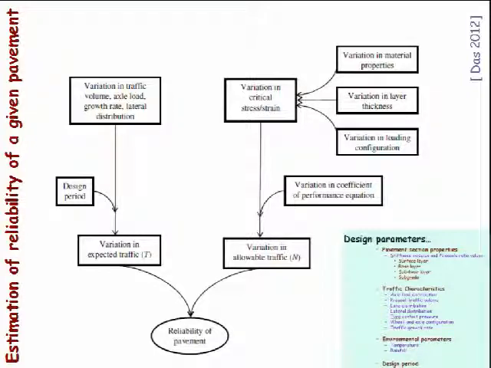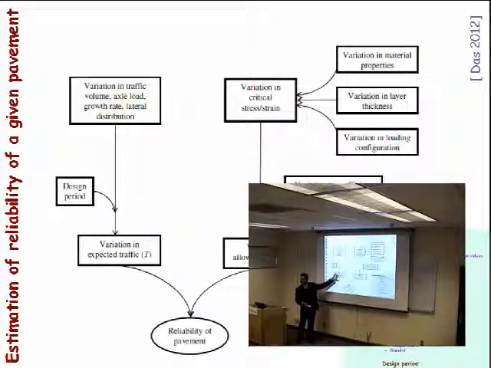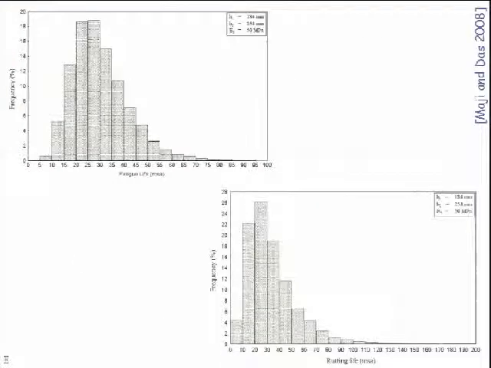And then we get the variation of the expected traffic, and similarly, the variation of the material properties, layer thicknesses, loading configuration, and the coefficient of the performance equation, and finally we get, once again, the story of the demand and the supply. So this is the expected traffic, this is the demand, and this is the supply the pavement is going to offer. And then these two together determine what is called reliability. Once again, I'm not going to discuss how the reliability is estimated for a typical pavement, but quickly, this is how a typical fatigue or rutting distribution we have found.